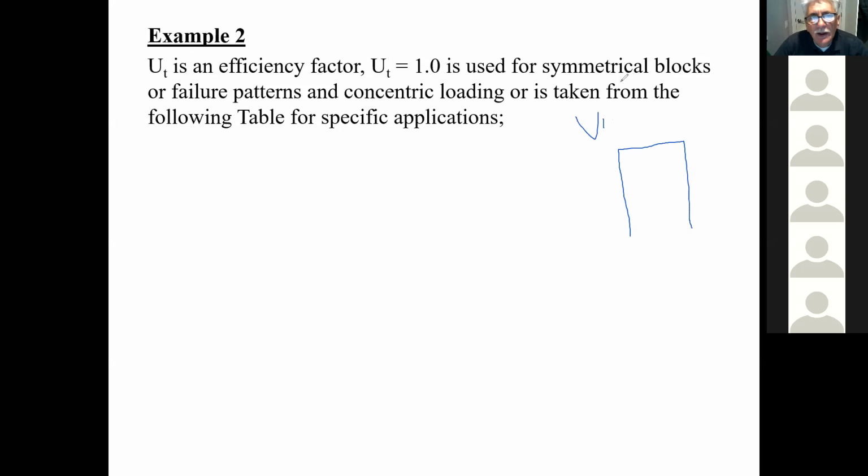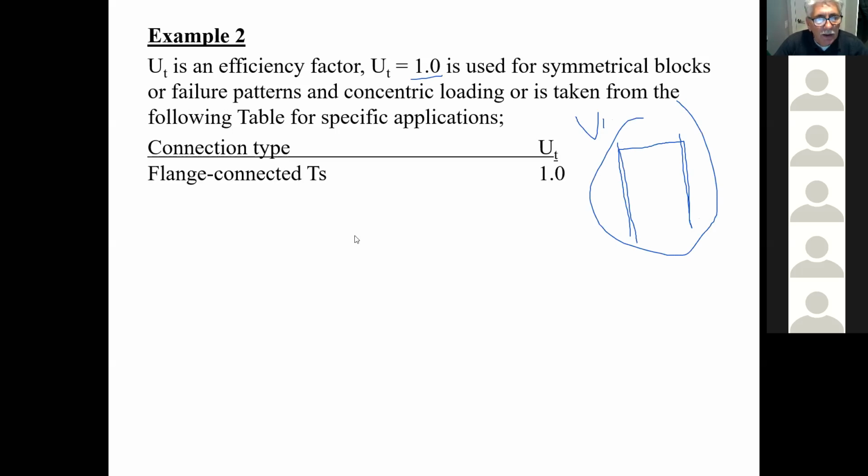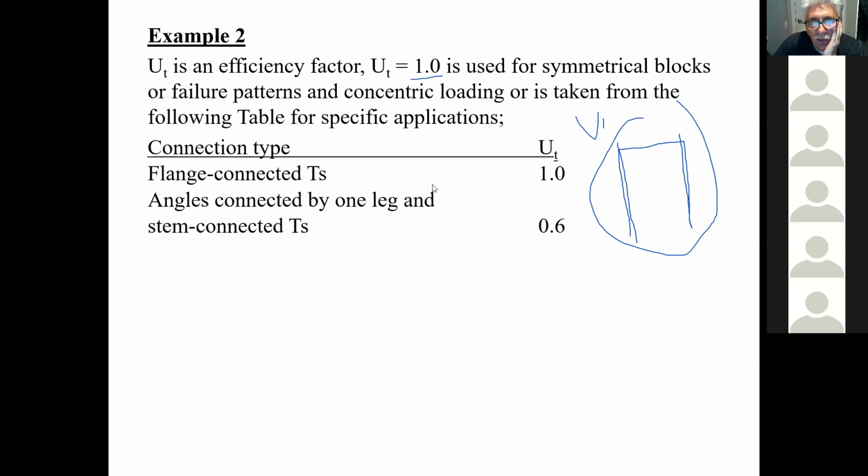You can have a situation like that. That's what they mean. So when something is symmetric, it's going to fail there, it's going to fail there. That's a symmetric failure. Use 1. If not, then these are the U values depending on what you're connecting. For flange connection T's, you use 1.